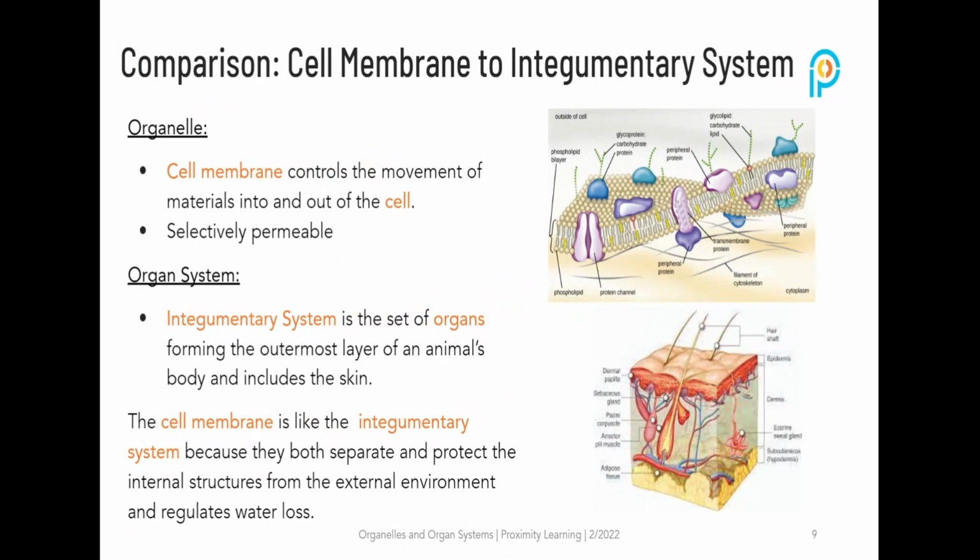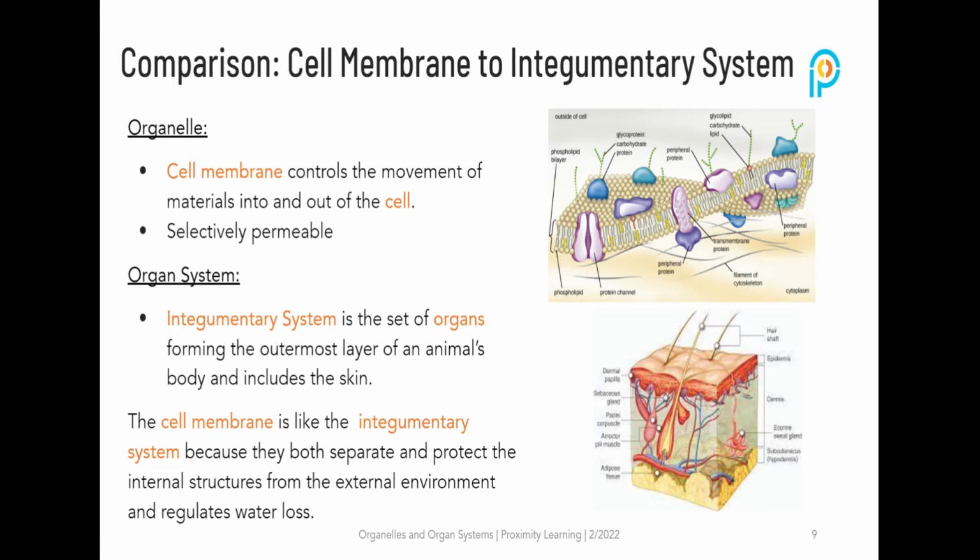Okay, so a cell membrane to the integumentary system. The cell membrane controls the movement of materials into and out of the cell, and it's selectively permeable. That's the organelle. And the organ system, of course, is the integumentary system.